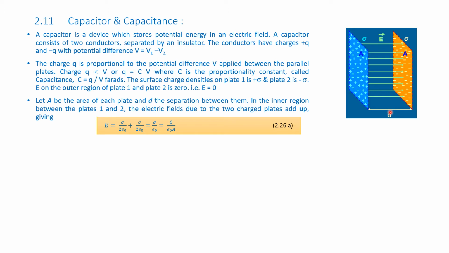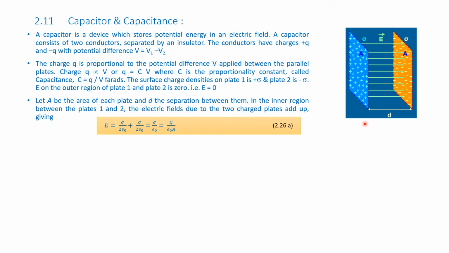In the inner region, that is, the inner region of plates 1 and 2, the electric fields due to the two charged plates add up, giving E equal to sigma over 2 epsilon naught plus sigma over 2 epsilon naught, that is equal to sigma over epsilon naught, that is equal to capital Q, the total charge, divided by epsilon naught A. This is the electric field intensity.